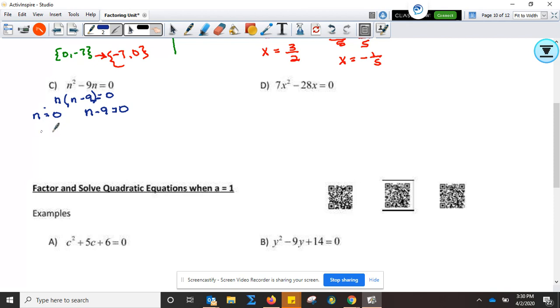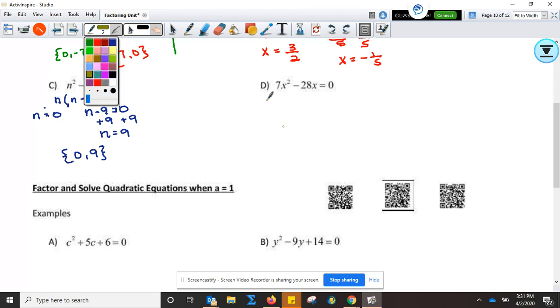And solve. Add 9 to both sides. So my solution would be 0, 9. My root would be 0, 9. My zero would be 0, 9. Okay, now press pause and try the next one on your own.